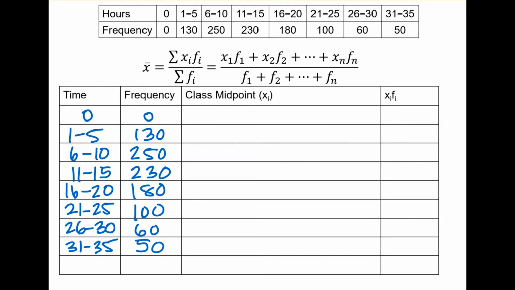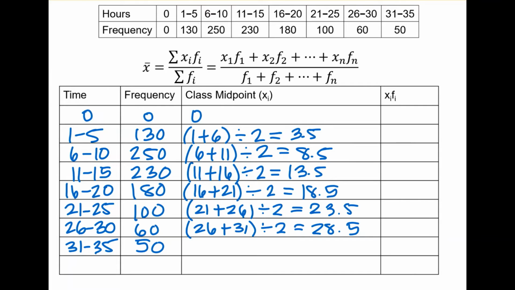So for 0, we only have 0, so the class midpoint will be 0. Now let's find the class midpoint for the class from 1 through 5. We need to add 1 plus 6 and then divide by 2. Type this in your calculator and you should get 3.5. To determine the class midpoint for 6 through 10, we add 6 plus 11 and then divide by 2, and this is 8.5. Now let's find the class midpoint for the class of 11 through 15. We add 11 plus 16 and divide by 2.